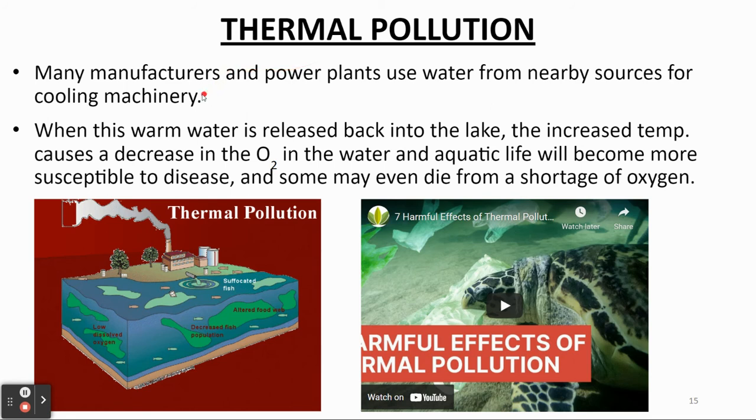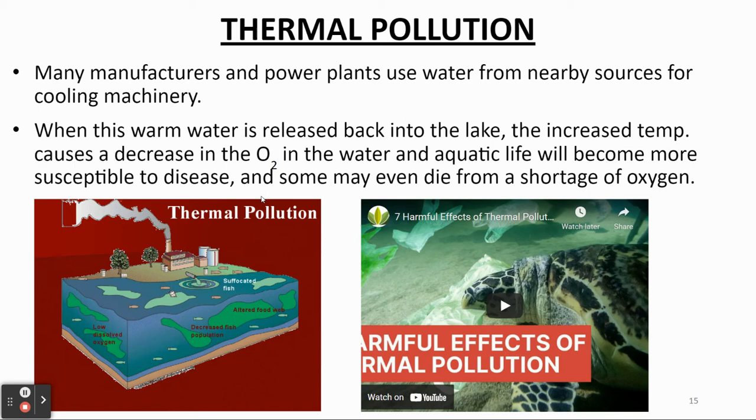This is very interesting because it does affect a lot of wildlife. I do want you to watch this video and make a few notes on it to understand the effects of thermal pollution. But basically, many manufacturers and power plants use water from nearby sources, so let's say from an ecosystem here, to cool down their machinery. When you cool down something hot, the water will absorb the heat and become hotter and hotter. As the water is released back into the lake, the lake water is hotter as well.